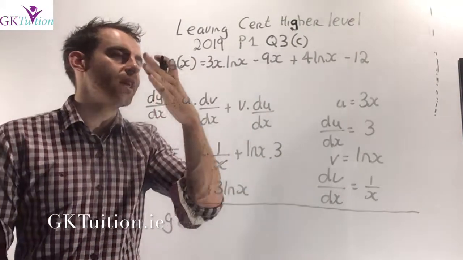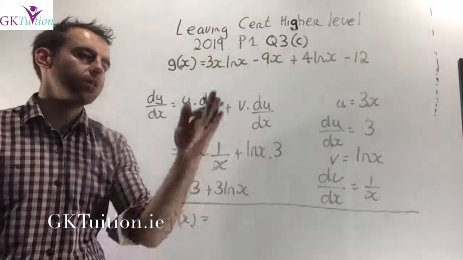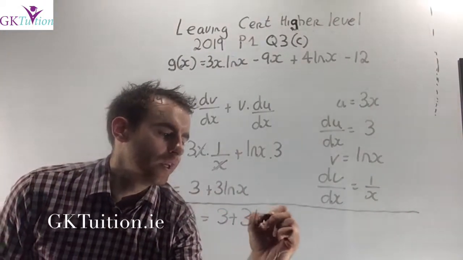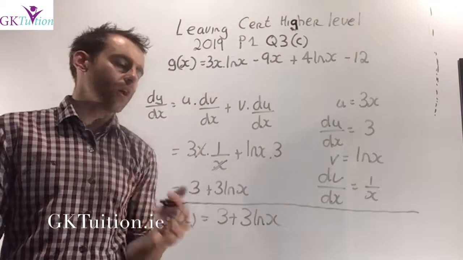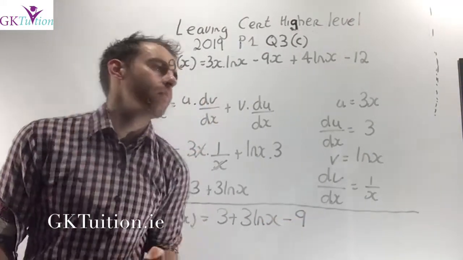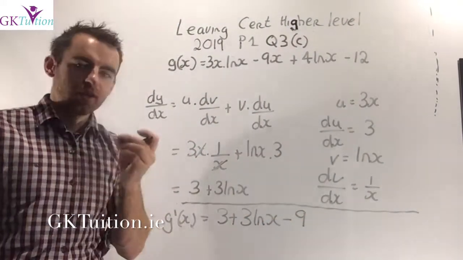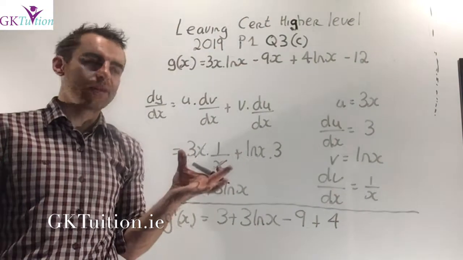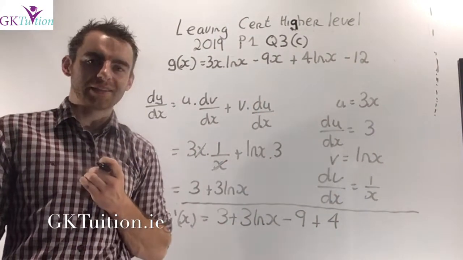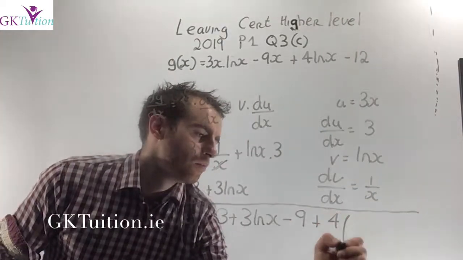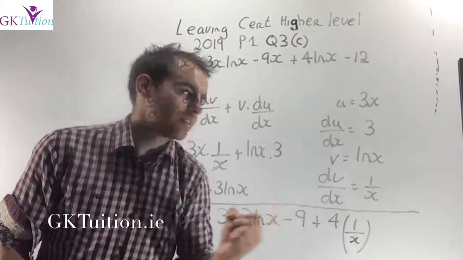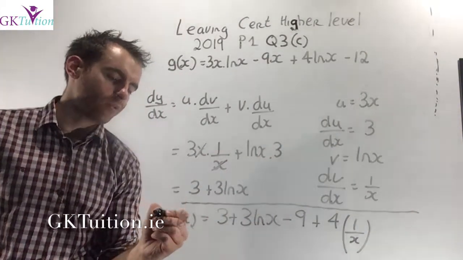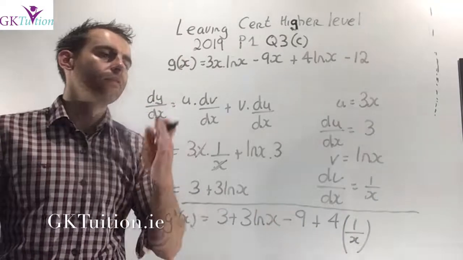So now what I want to do is actually get the entire derivative of g of x. The derivative of 3x ln x, I've worked out that is 3 plus 3 ln x. The derivative of minus 9x is just minus 9. And the derivative of 4 ln x, well, the fact that there's a 4 in front of it means that I just rewrite the 4. I don't have to do anything with it. And I just have to get the derivative of ln x. That's one of my rules in my log tables. The derivative of ln x is 1 over x. The derivative of minus 12 is just 0, so it's gone. So now at least I've worked out g dash x, the derivative of g of x.